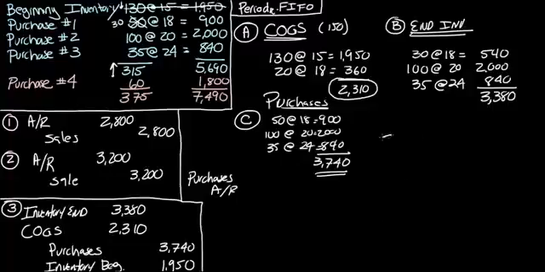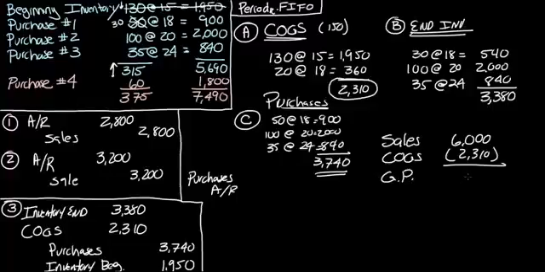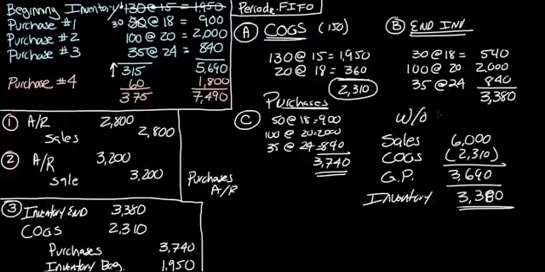Now let's do the last piece here. My sales, again, are going to be $6,000. My cost of goods sold, I know, is $23.10. My gross profit is going to be $36.90. And my ending inventory is $3,380.